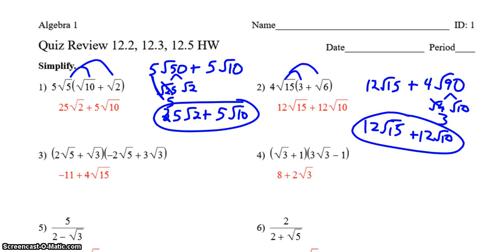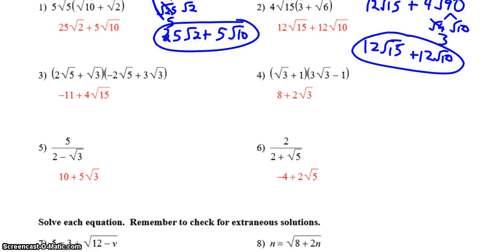In 3 and 4, this is where you have to distribute or FOIL to get rid of both sets of parentheses. So in 3, what I'm doing is I'm actually distributing 2 root 5 to both terms, and I'm distributing root 3 to both terms. So when I do that, I'm actually going to have 4 terms that I'm going to try to bring together.